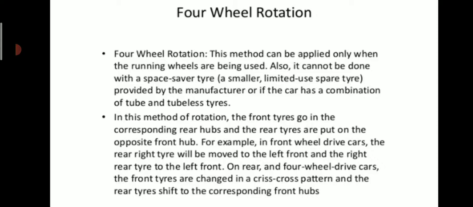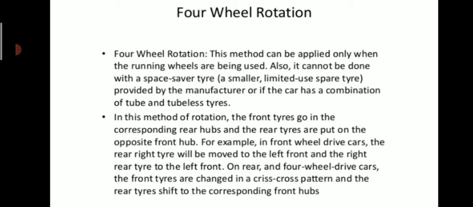So one of the methods is 4-wheel rotation. This method can be applied only when the running wheels are being used. Also, it cannot be done with a space saver spare tire provided by the manufacturer, or if the car has a combination of tube and tubeless tires. In this method of rotation, the front tires go to the corresponding rear hubs and the rear tires are put on the corresponding front hubs.